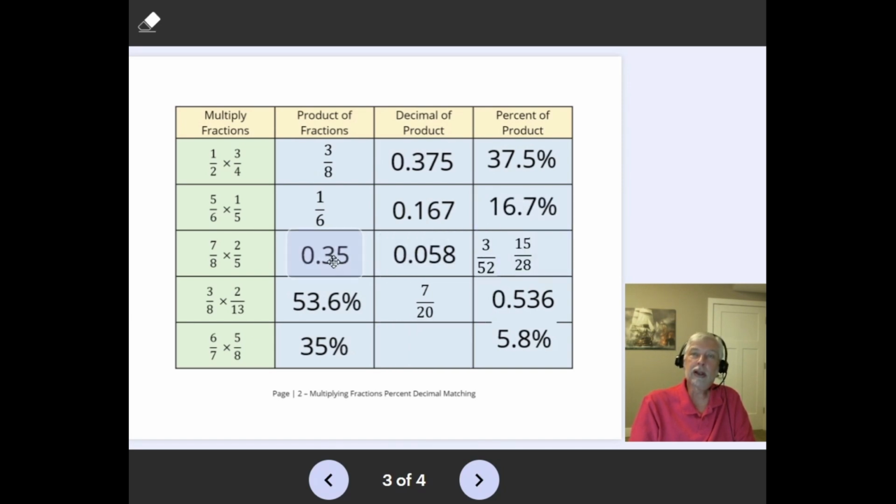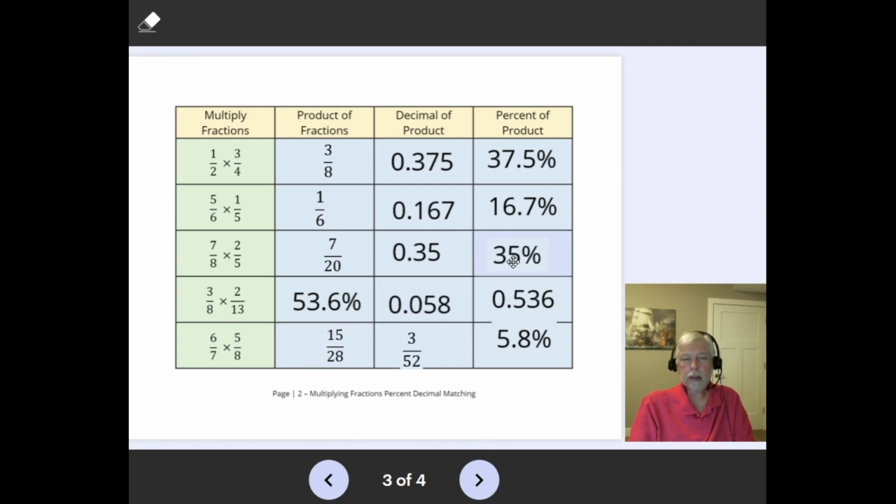Then the next one, 7 times 2 is 14, 8 times 5 is 40. Once we simplify, that gives me 7 over 20. I take the 7, I divide by the 20, that gives me 0.35, and then I multiply that by 100, and that gives me 35%.